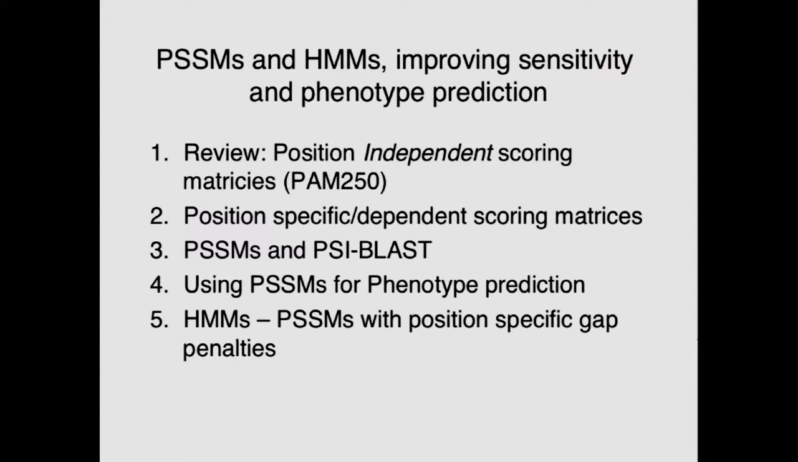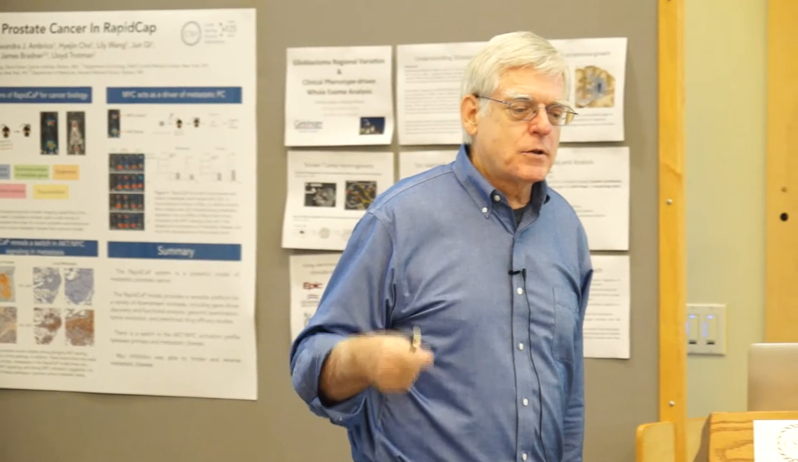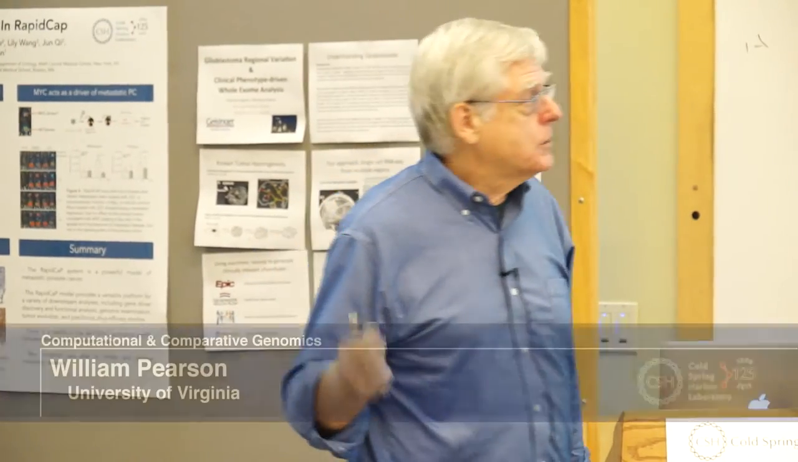And it turns out that position-specific scoring matrices are widely used for doing phenotype prediction with SIFT and PolyPhen. So we're going to talk about that pretty briefly. And then we're going to end up talking about hidden Markov models, which are just a more sophisticated version of position-specific scoring matrices. We're going to do that a little bit so that later today, when Aaron talks about genome annotation, you've heard the words hidden Markov models.